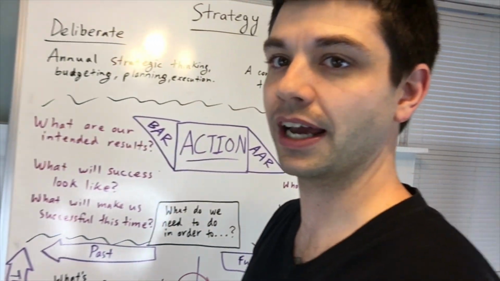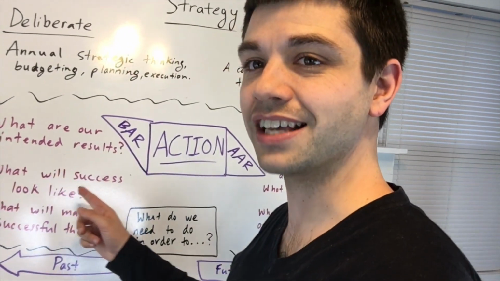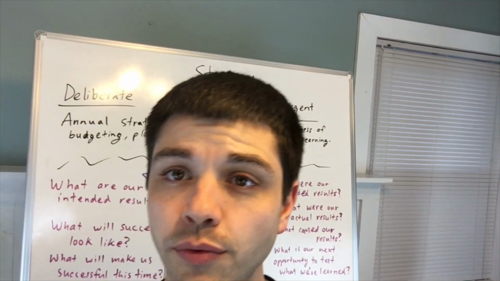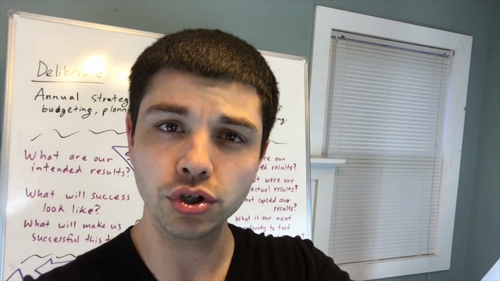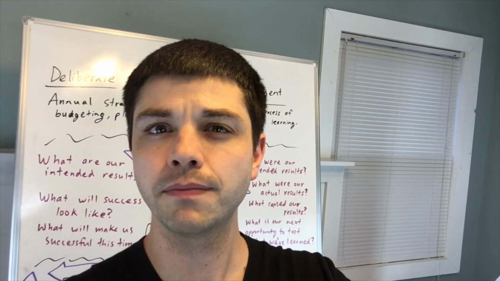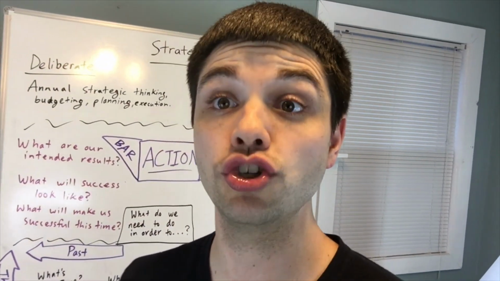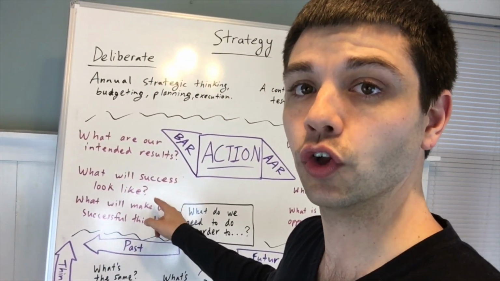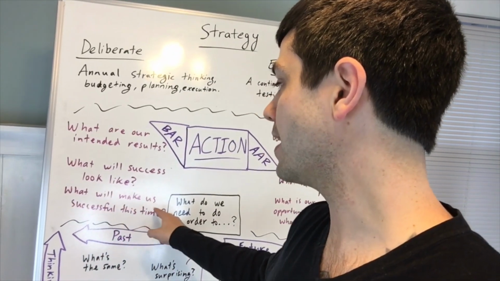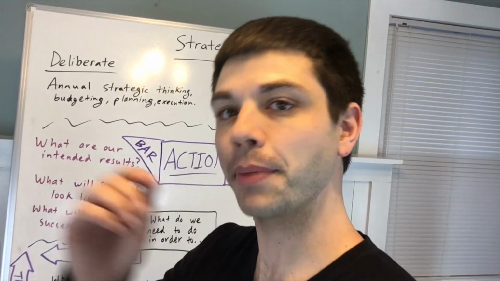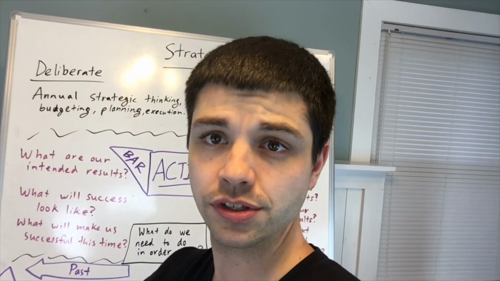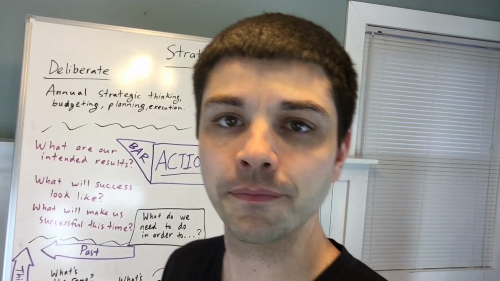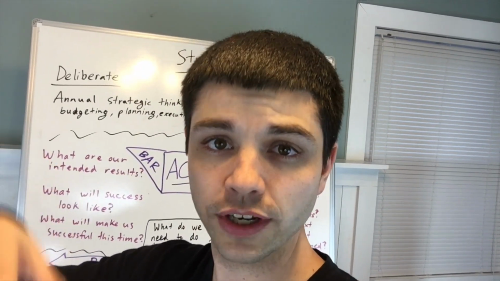Now, what's another question that we might ask in this situation? We might say, what will success look like? That's another question that we could ask that will help us with our emergent strategy and will help us understand what we need to do now in order to get to where we want to be. So that again was, what will success look like? Next, what will make us successful this time? So comparing our past efforts and tries, what is going to make us successful this time? What's different this time? So these are just some samples of questions that we want to ask.